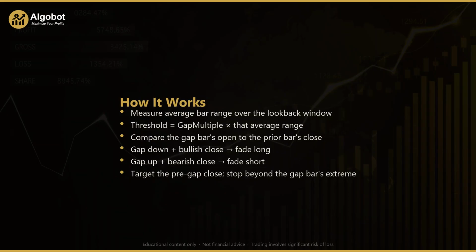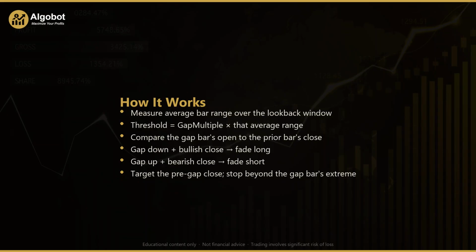Let's walk through the logic step by step. The strategy acts only once per completed bar, so it isn't reacting to every tick. When a fresh bar opens, it looks back at the two bars that just finished. We'll call them the prior bar and the gap bar. First, the strategy needs a sense of scale. It measures the average range, high minus low, across a window of recent bars set by the RangeLookback parameter. This average becomes a neutral, price action yardstick for how much this market typically moves. There's no named indicator here, just a simple average of recent bar sizes.